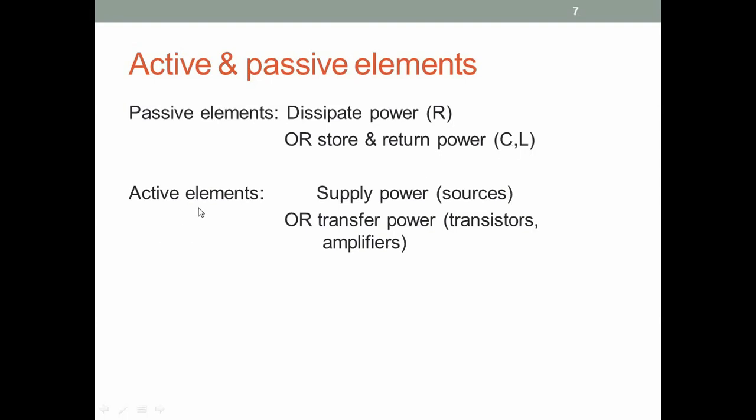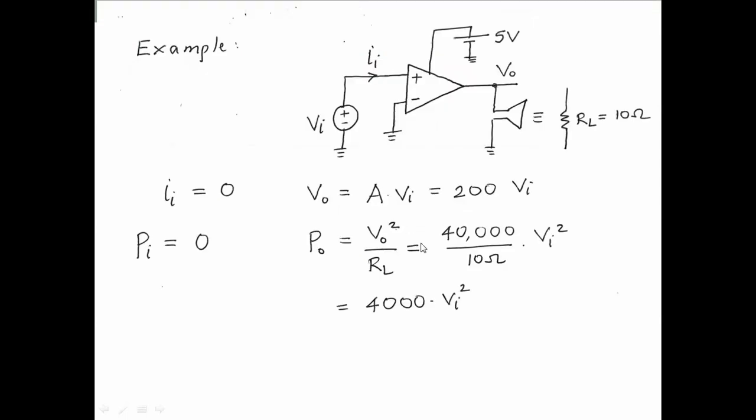Active elements are, of course, elements that can supply power or they can transfer power. Sources, voltage sources, batteries supply power to the circuit, so they are called active elements. Or elements that transfer power. So transistors, amplifiers transfer power. Let us look at an example of this to illustrate.